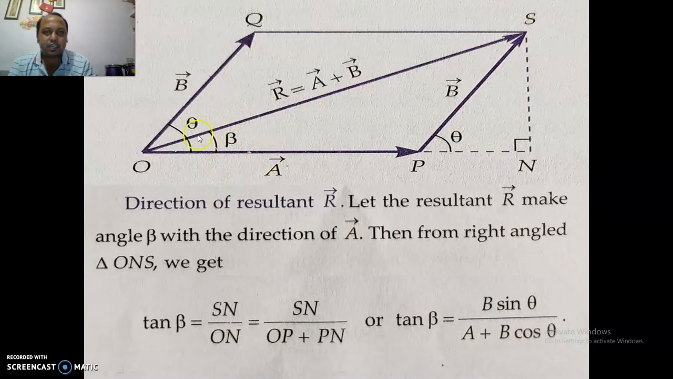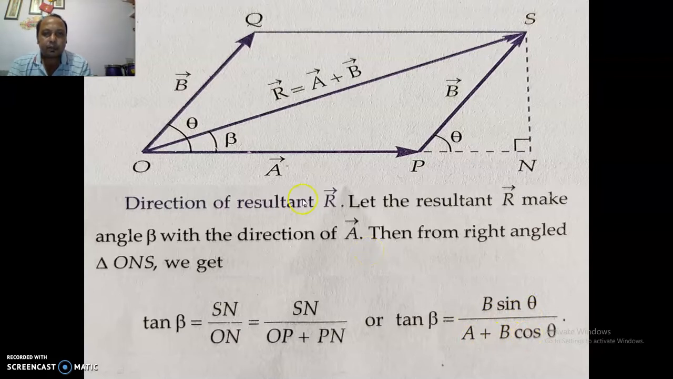So tangent beta will be given by SN by ON, where ON is OP plus PN, and the value of SN is written as B sin theta. Then OP is A, and PN we have already discussed, it is B cos theta. So tangent beta will be given by B sin theta by (A plus B cos theta). And I hope that this is very clear to you. So the value of beta can be given by tangent inverse of B sin theta by (A plus B cos theta).